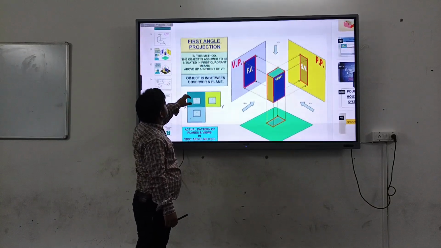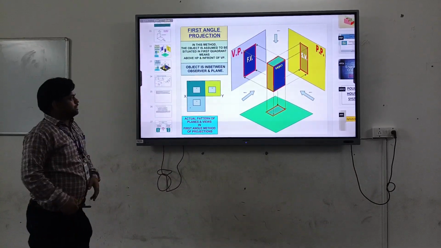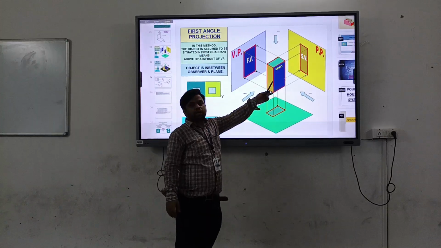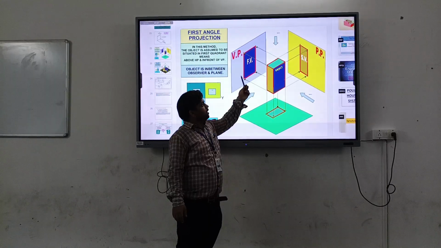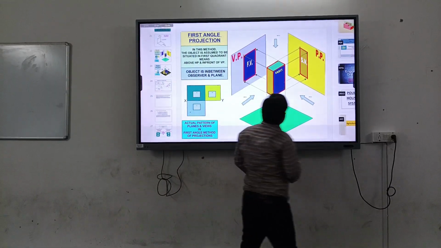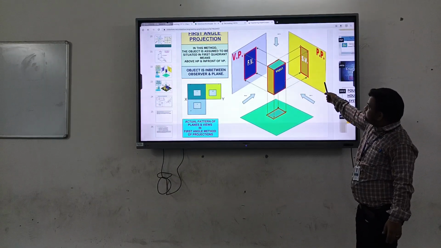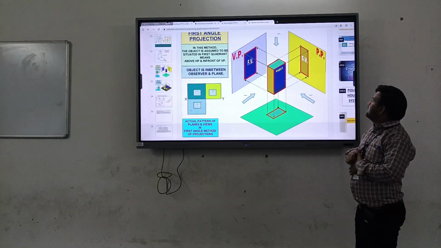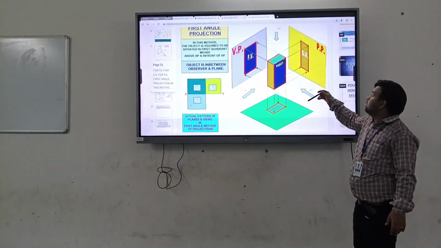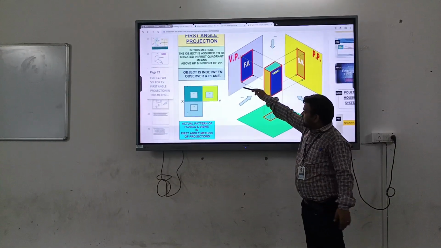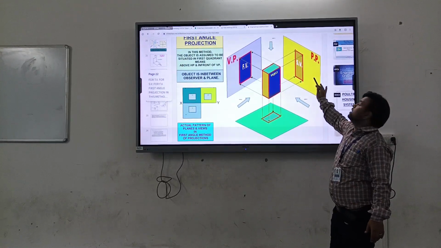Now we will continue first angle projection. Here we can see this is the object. This is the horizontal plane. This is the vertical plane, and this is the principal plane, meaning another plane other than the horizontal and vertical planes. Sorry, this is the profile plane.